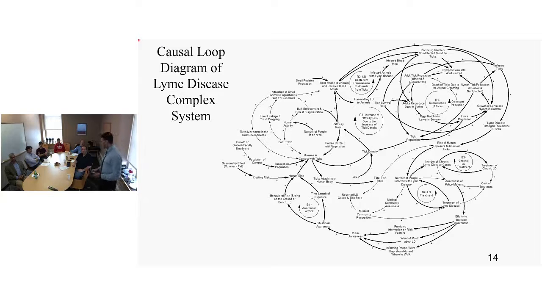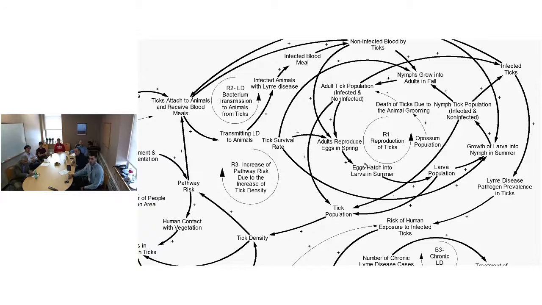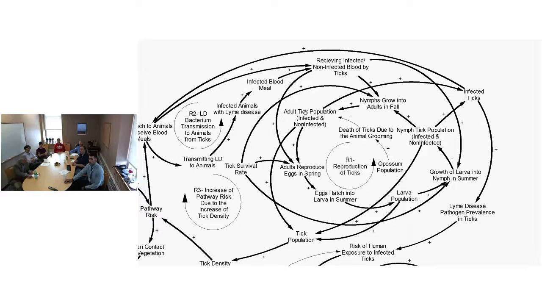This one is a causal loop diagram of Lyme disease, and something very important is that we have 6 different loops here. The most important one is the production of ticks. So ticks are adults, they lay eggs. When the ticks come out of the eggs, they become larvae, which are very small. Then they become nymphs and then adults. This shows just the reproduction of ticks.